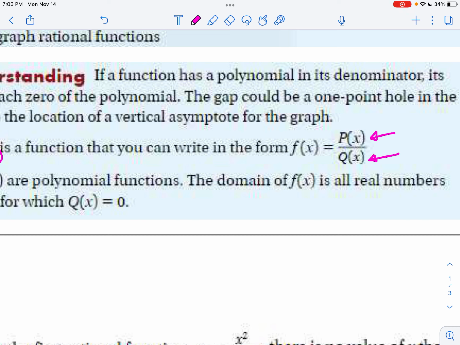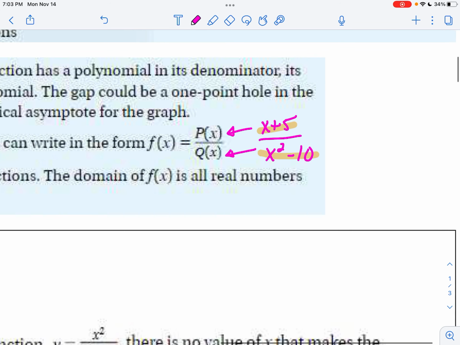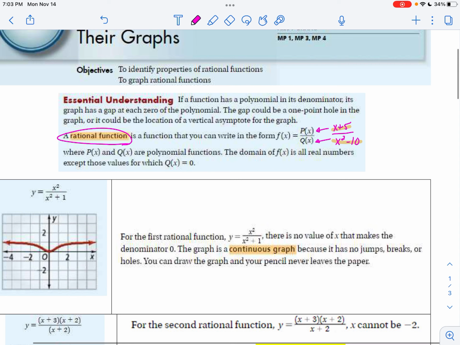A rational function is when you have an expression on the top and an expression on the bottom. But do you remember what an expression is versus an equation? An expression would be something like x plus 5 over x squared minus 10. No equal sign for those, just regular old expressions. Okay, so that makes a rational function.